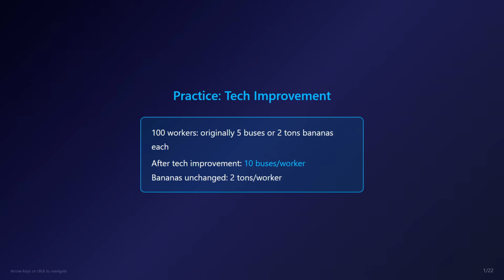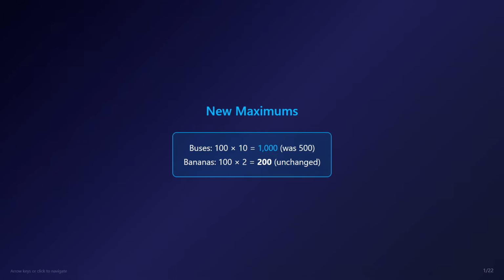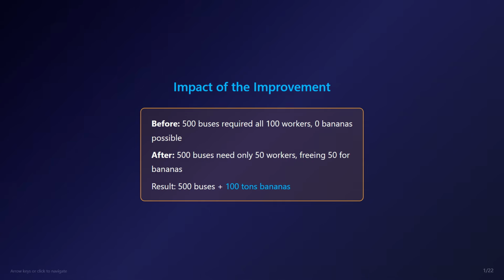Now, if the economy produces 500 buses, how many bananas can it produce? To produce 500 buses requires 500 divided by 10 equals 50 workers. There are 50 workers left. 50 times 2 equals 100 tons of bananas. Notice, before the improvement, when the economy wanted to produce 500 buses, it needed all 100 workers and couldn't produce any bananas at all. After the improvement, it produces the same 500 buses with only 50 workers, freeing 50 workers to produce 100 tons of bananas. This is exactly the meaning of technological improvement, doing more with less.